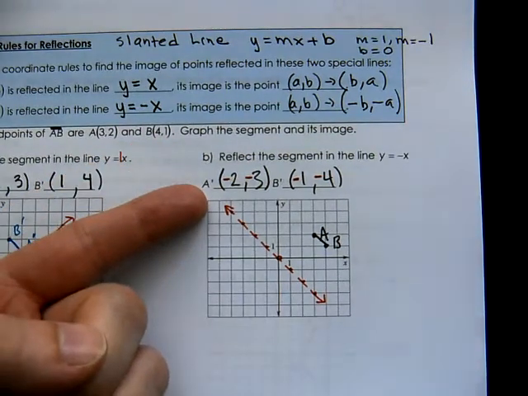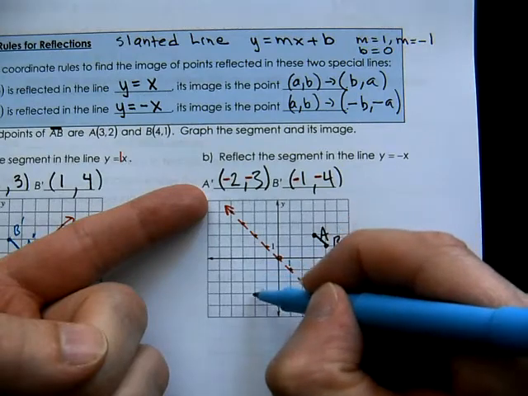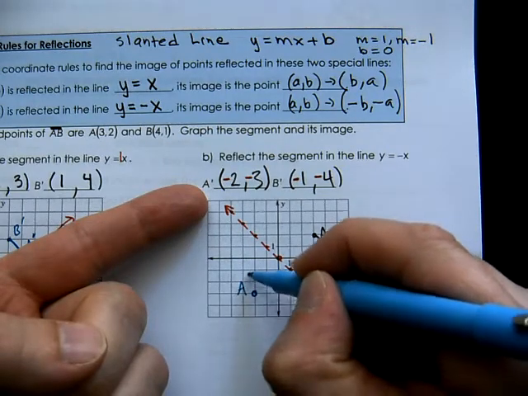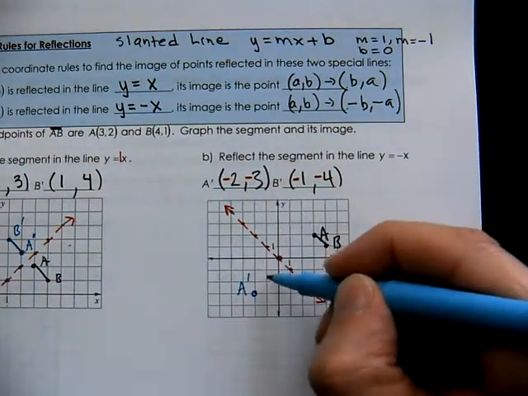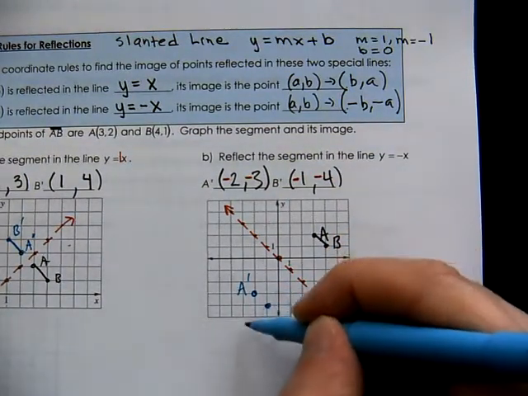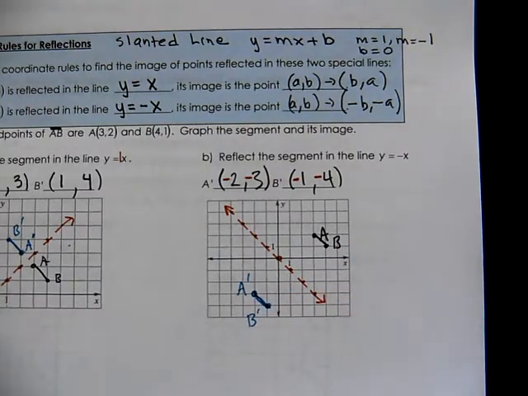So A prime is located at (-2, -3). So 2 to the left and 3 down. B prime is at (-1, -4). So 1 to the left and 4 down. There's B prime, and there it is. There's the resulting image.